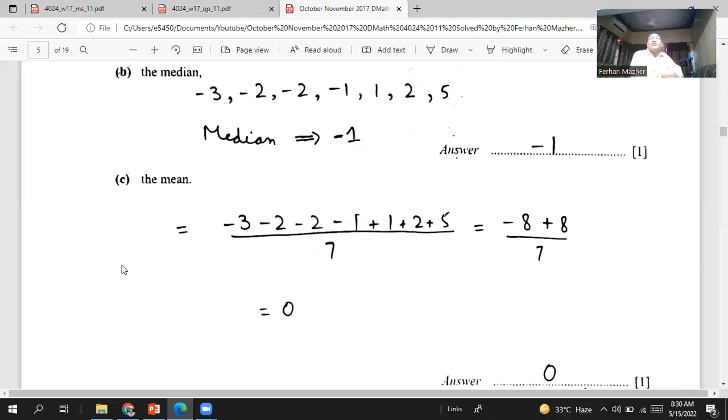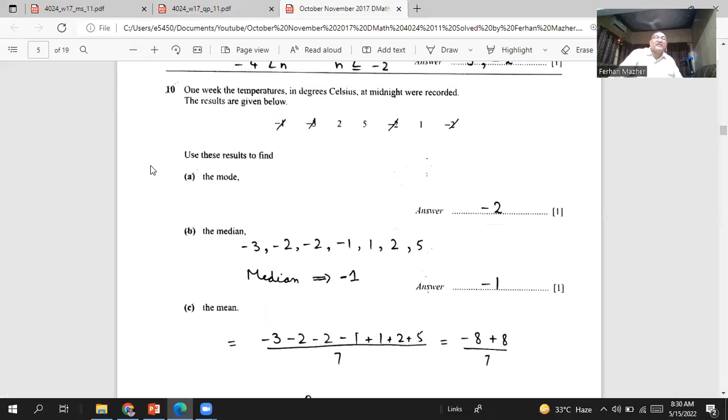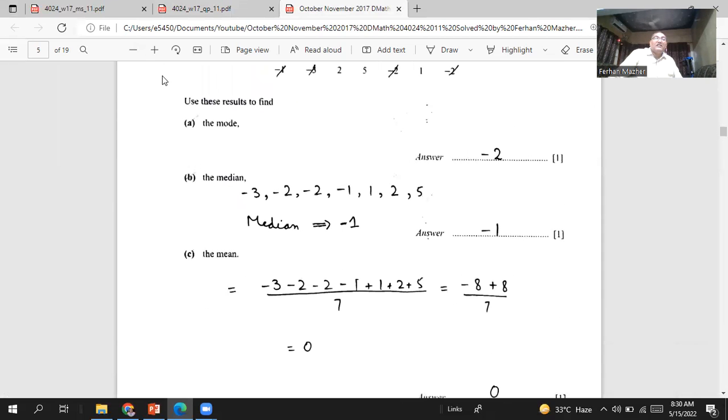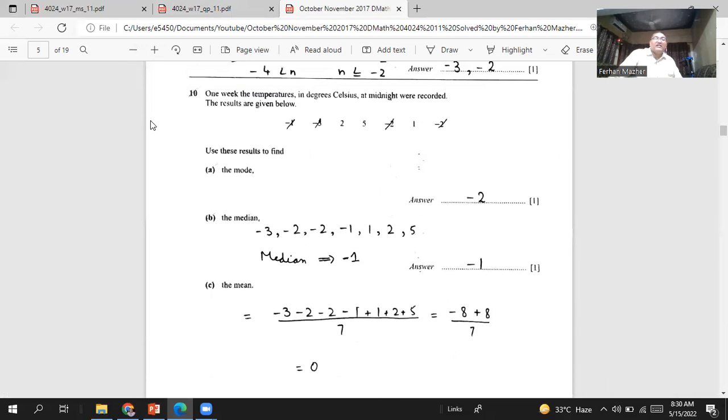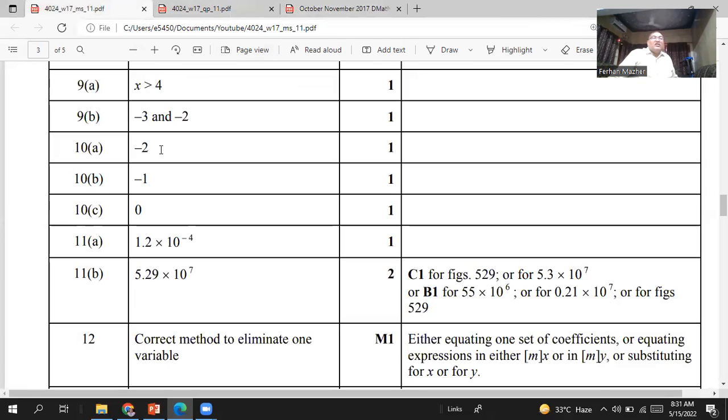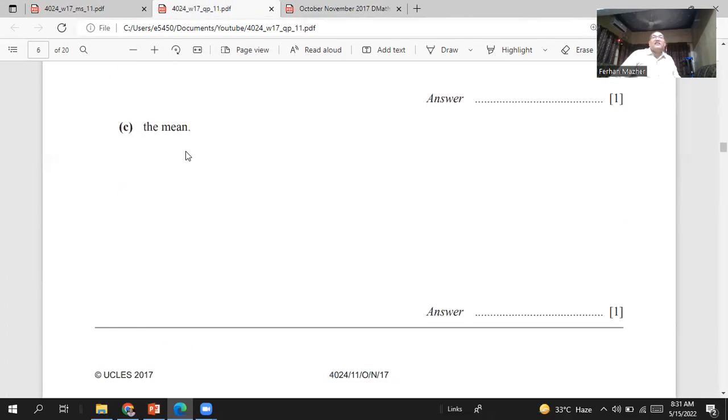There are 7 observations, so divided by 7. So you will have -8 + 8 divided by 7, so it will be 0. So the mean is 0. Let me reduce the size so you can see the whole question together. Still cannot see that. Almost. -2, -1, and 0. I hope you understand our answers are right.